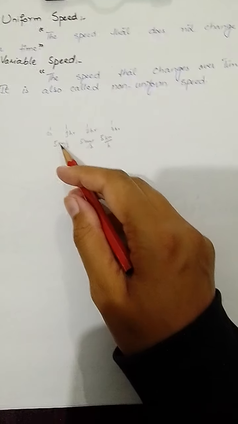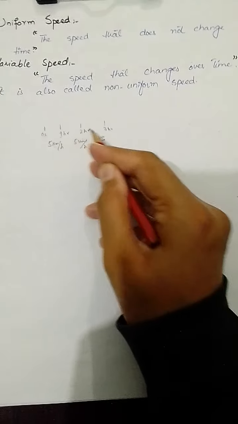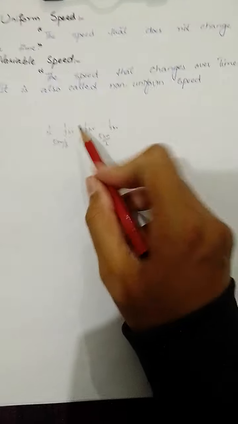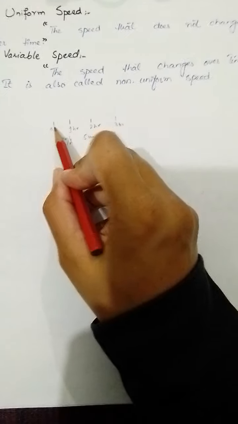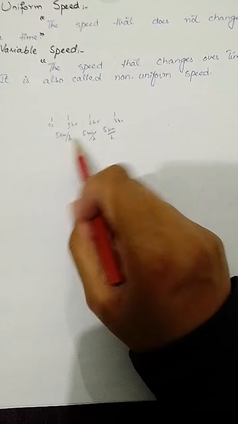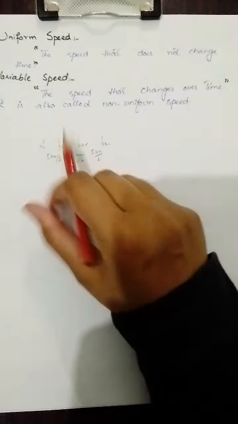In this case, the speed is not changing with the change in time. So speed stays constant with the passage of time. So आप जब भी किसी point से start लेंगे, किसी certain amount of time pass करेंगे, in that case आपकी speed change नहीं होगी. This kind of speed is called uniform speed और constant speed. Variable speed is just the opposite of it, the speed that changes over time.